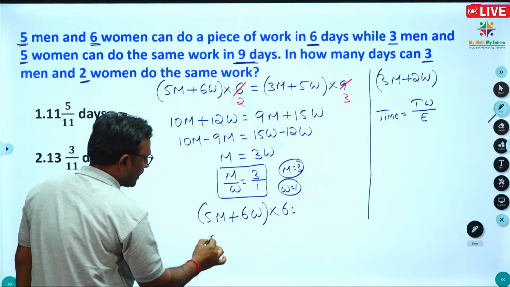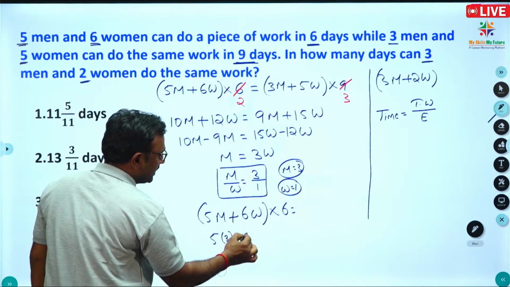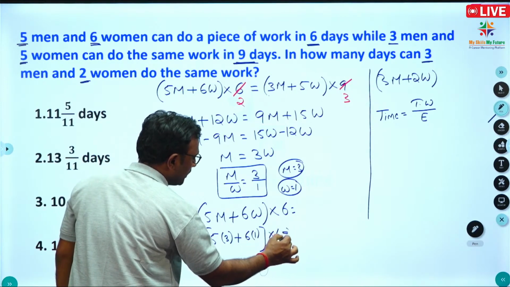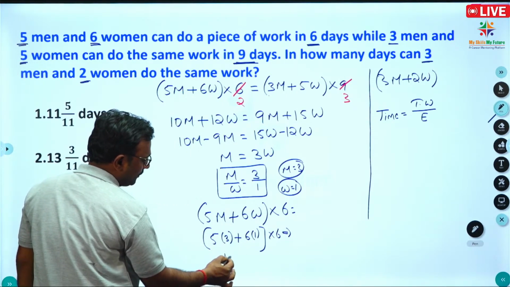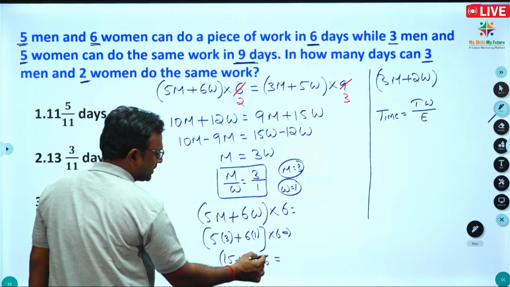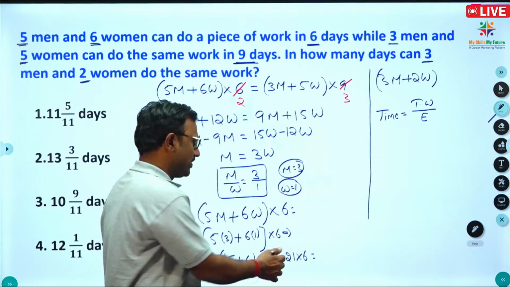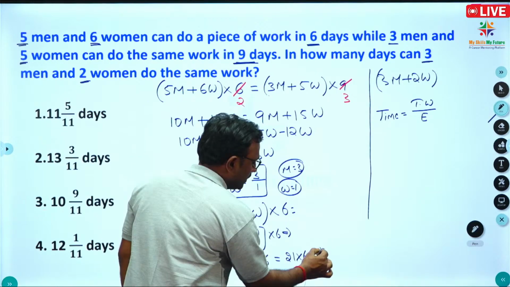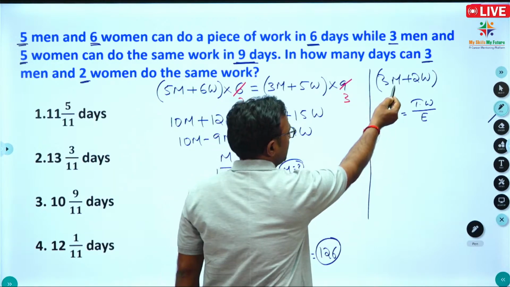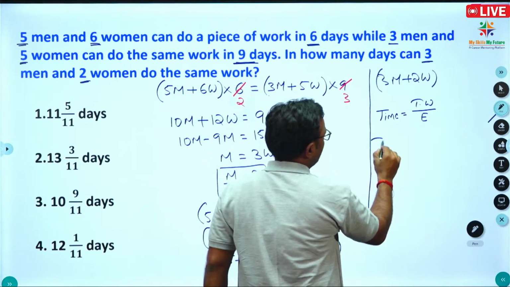So 5 men, 5 into 3, plus 6 into 1, into 6. So 5 3s are 15 plus 6, 21. So 21 into 6, 6 2s are 120 and 1 into 6, 6, so 126 is the total work. This is the total work, and we need to find the work efficiency for 3 men plus 2 women. Okay, right. So we need to find the time.